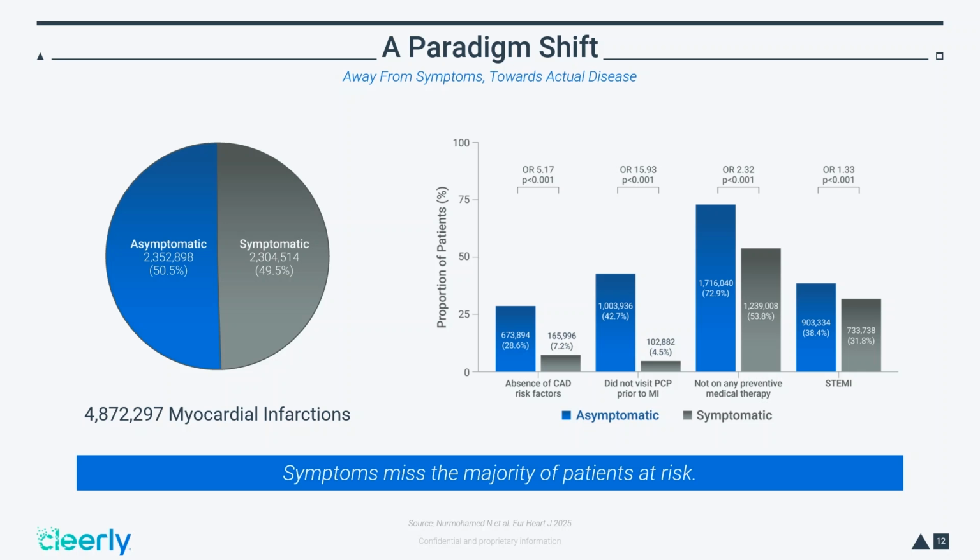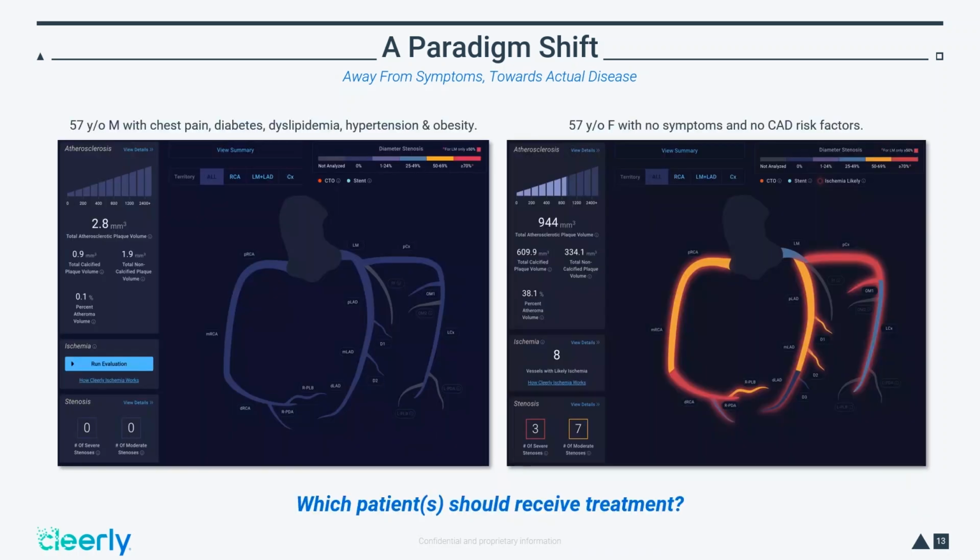When you look at the blue people, 30% of them don't have a single risk factor. 50% of them don't go to doctors. Why would they? They don't have risk factors or symptoms. And that means that 75% of them aren't treated with any medical therapy at all, and they're sicker. You can see there's a higher rate of ST elevation myocardial infarction in these patients. So we've got to move away from symptoms because the greatest unmet need is in that majority of patients who will never have a symptom before their event.